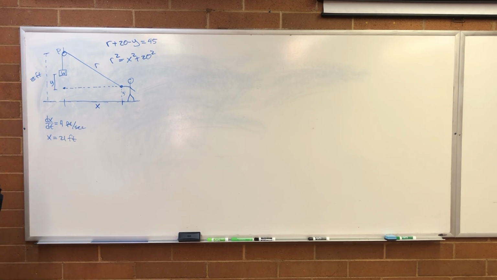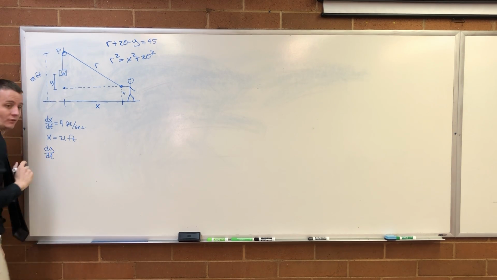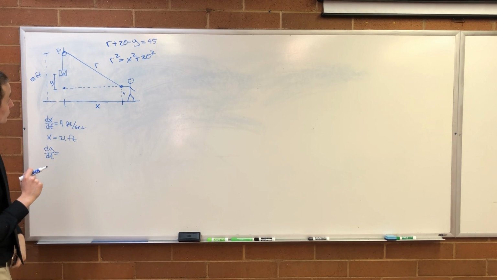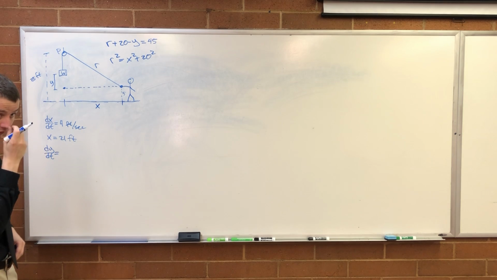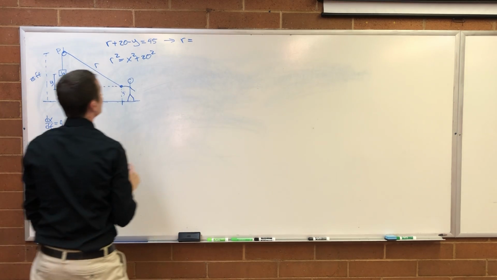So what are we looking for? How fast is the weight being raised? We're looking for dy/dt. I want to know how much the weight is going up as this guy's walking away at a rate of 4 feet per second. R is what I want to get out of the equation, so I'm going to solve this for R and then make a substitution into this. From this, I know that R is equal to 25 plus y.